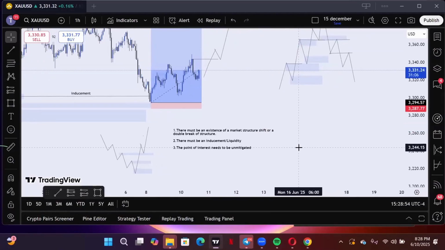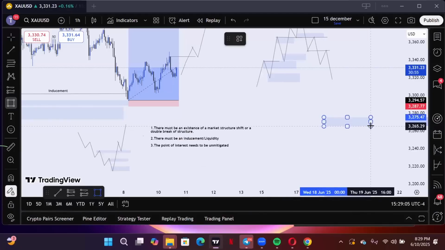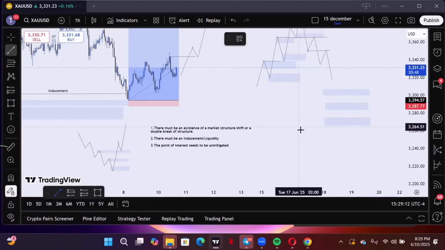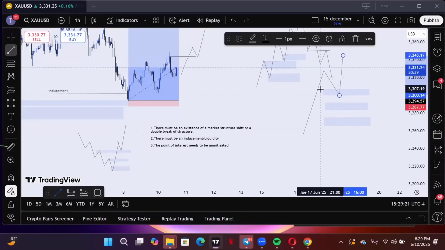Now, first of all, mitigation means price coming to touch a point of interest after there has been a market structure shift or a break of structure. So what I mean is, for example, let's say this is one point of interest, this is another point of interest, and this is another point of interest, and market all of a sudden does a market structure shift to the upside. If after doing that structure shift market comes down while creating inducement, it does something like this and then pushes up, it means that this point of interest right here, market has mitigated it because it touched the point of interest. Do you understand?